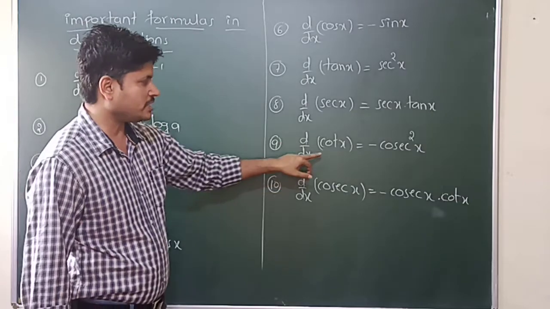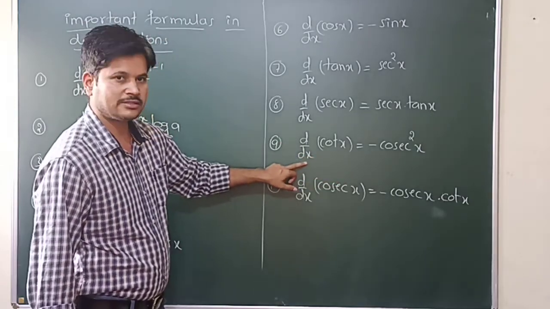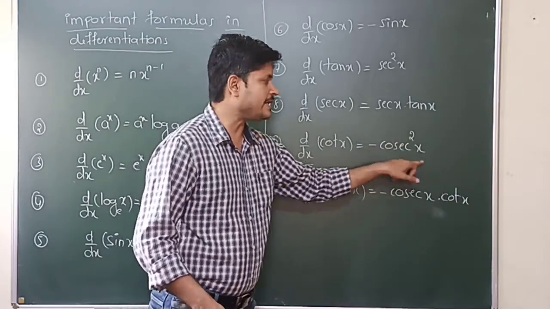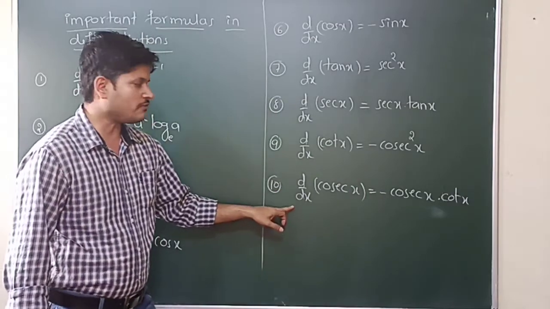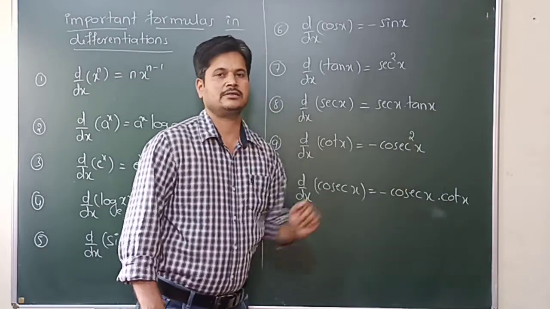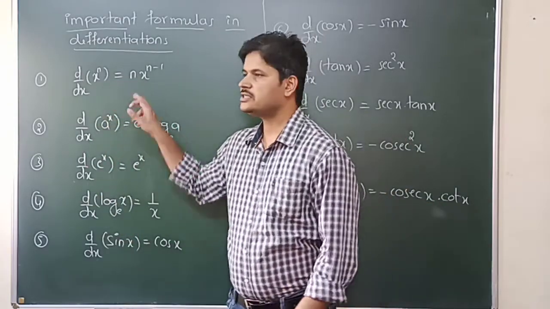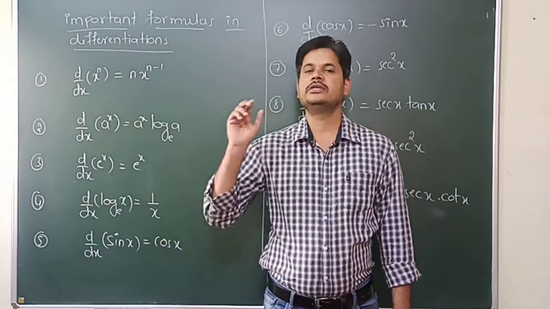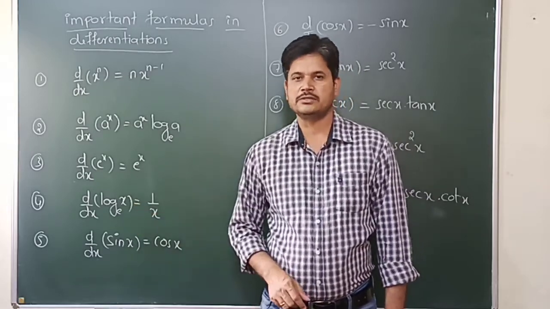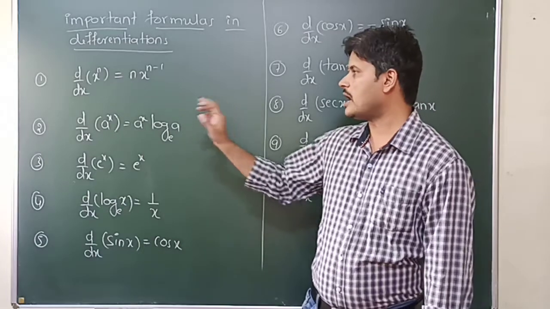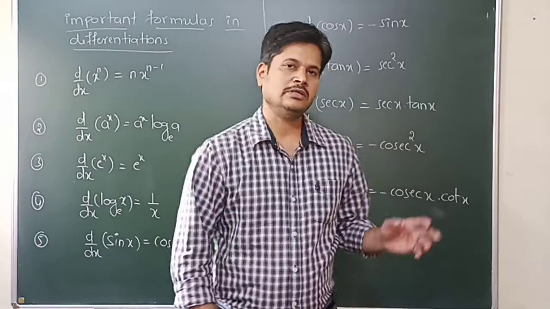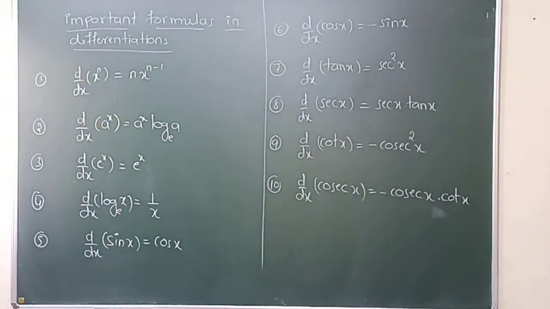Next term, differentiation of cot x with respect to x is minus cosec square x. Next, differentiation of cosec x is minus cosec x into cot x, right? How this changes, don't think about it. All these derivatives you will study in the mathematics chapters. Just remember all this, how these functions change when they are differentiated with respect to x, right? Note down or take a snapshot of this board.